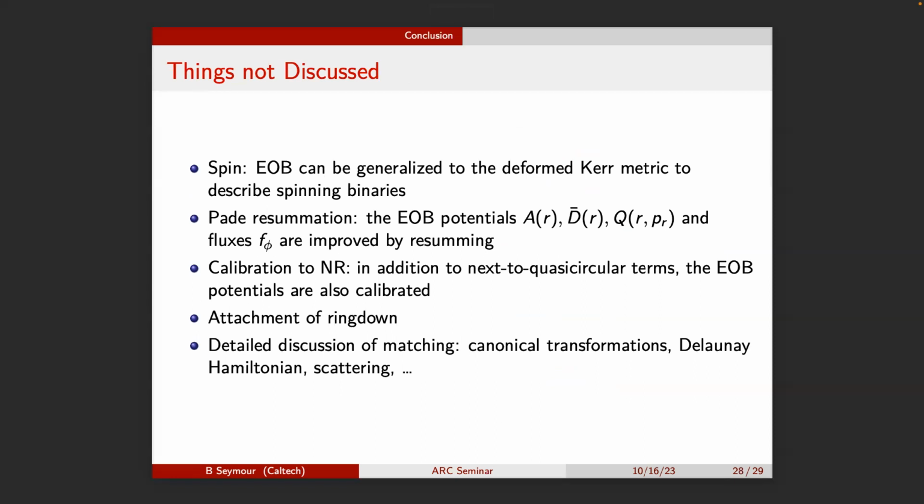And then also the detailed discussion of matching. You need to make sure that your Hamiltonian is unique and that it's not equivalent up to a canonical transformation. And then the simple example for how I computed how the real Hamiltonian and the effective Hamiltonian are related is also done in a much more complicated way with this Delaunay Hamiltonian, or you can do it with scattering. But there's lots of ways of doing that.